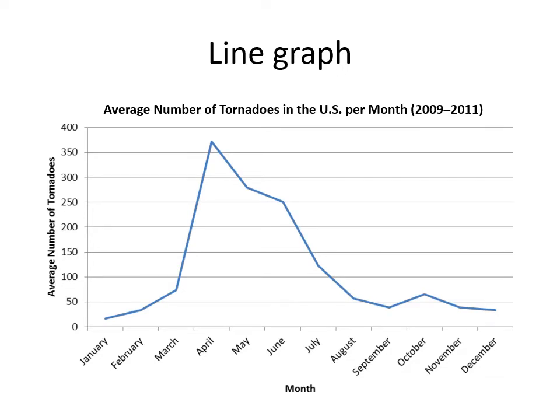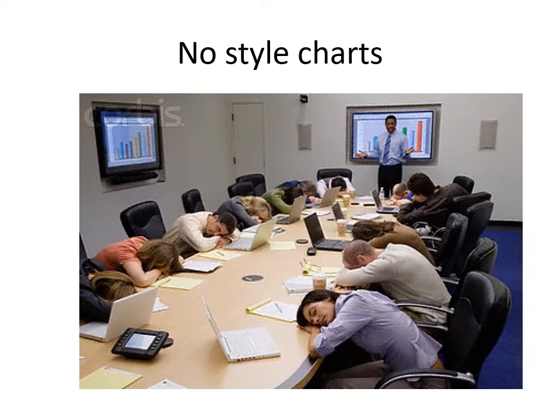All right, so those are the three types. So here's the most common graph. It's called the sleeper graph because it's so boring that everybody in the office goes to sleep.